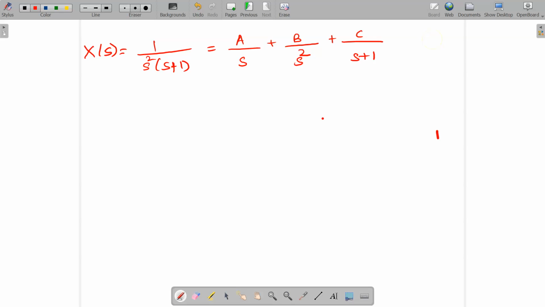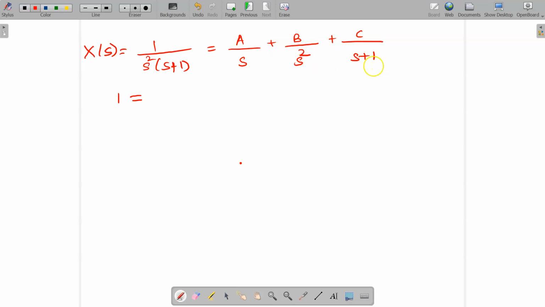Okay. So if we have repeated roots, we have to write that many terms accordingly. Suppose if we have s cube, then we will be writing that as A by s plus B by s square plus C by s cube. Okay. So now what is there in the left hand side numerator? We have 1. Okay. So that we have to write here.